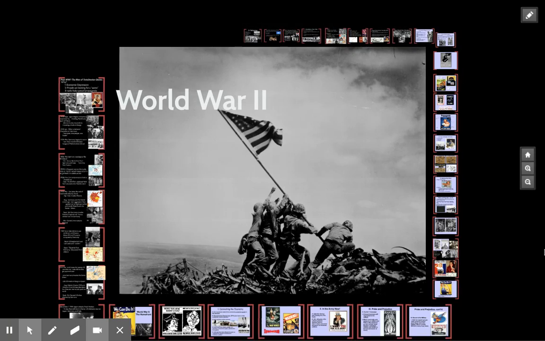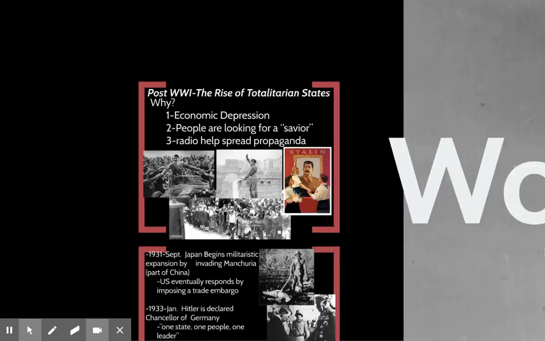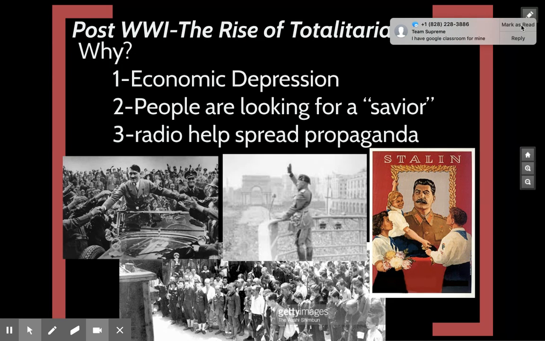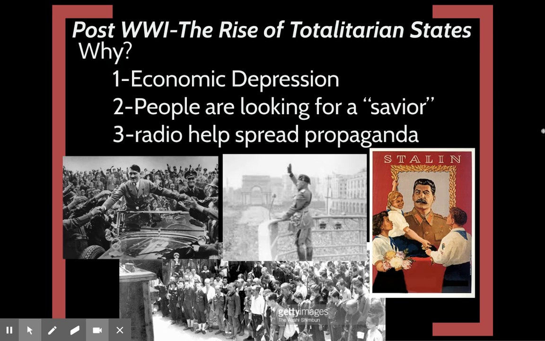So the first thing that we need to think about for World War II is that in Europe, there's going to be a rise of totalitarian states. And you guys read a little bit about the difference between a totalitarian state and a democratic state. So with that, Germany has a totalitarian state. Italy has a totalitarian state. Japan has a totalitarian state, and so does the Soviet Union. They have different forms.